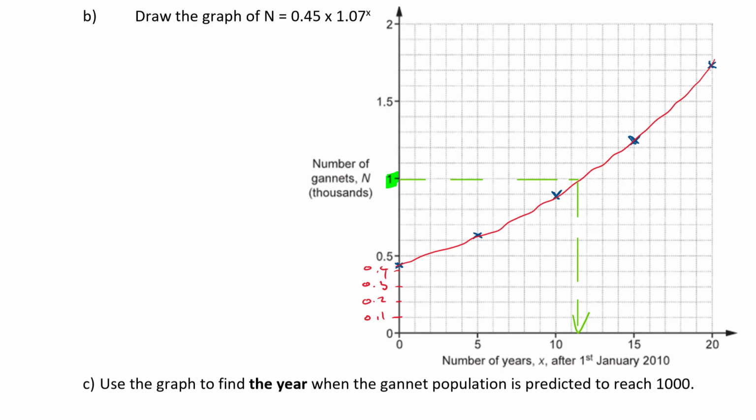Okay, well I think 11, it's somewhere between 11 and 12, isn't it? But 11 won't quite have reached 1,000, it'll be a little bit below, so I'm going to go for 12. So that's 12 years after the 1st of January 2010. So 2010 plus 12 is going to be 2022. So I'm going to say 2022 is my answer. Now if you'd rounded the other way to 2021, I think you would probably get the mark in this case as well.